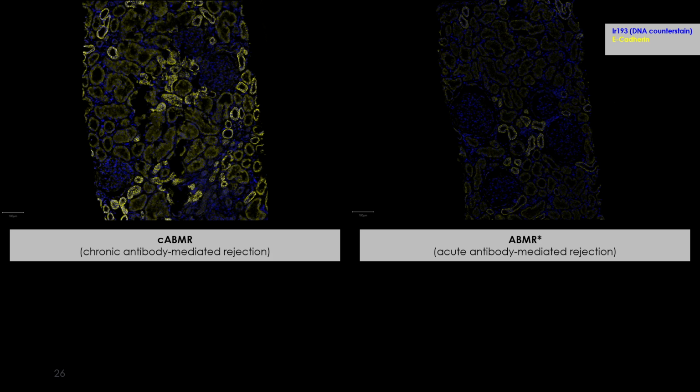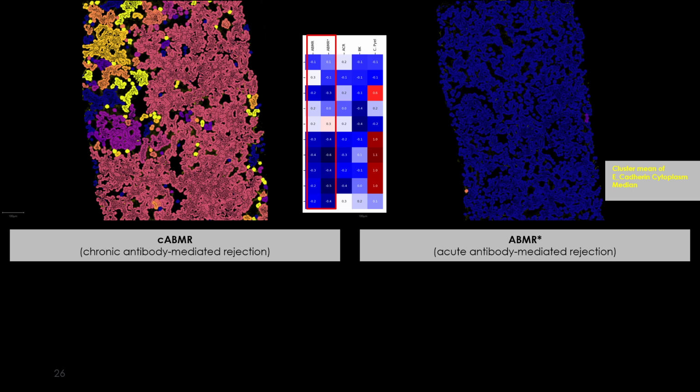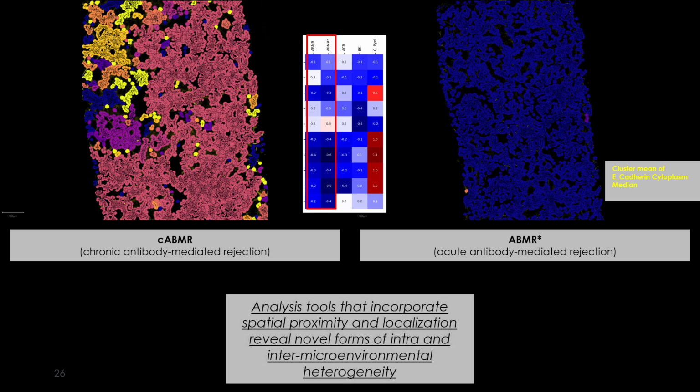Well, historically, chronic and acute antibody-mediated rejection had been a challenge to differentiate. And while variable expression of uric adherent has been observed in the past, the difference here is quite minor. But when viewing our fifth most important feature, there is quite a stark contrast in feature expression. That being said, this is just one of the many features working in tandem to differentiate chronic from acute antibody-mediated rejection, as well as other disease types. The takeaway message here is that analysis tools that incorporate spatial proximity and localization reveal novel forms of intra- and inter-microenvironmental heterogeneity.